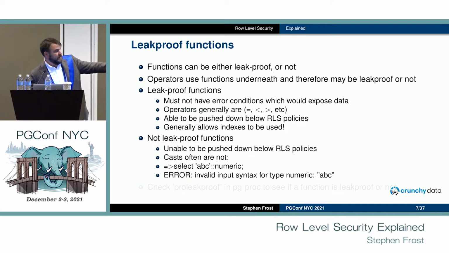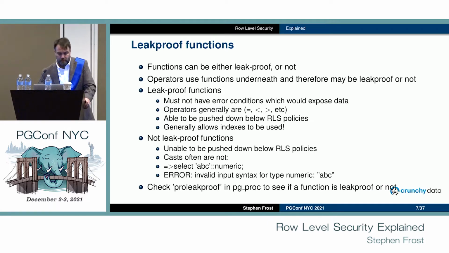And that's because you do something like this, and it's going to give you, hey, invalid input syntax for this data type, and then it's going to give you the data out of it. That's not a leak-proof function. And therefore, we can't push it down below the RLS policy. So if you are writing a where clause and you end up having to do a cast in it before the equality, that may result in a case where we aren't able to actually push that down below the row-level security policy. And that might suck, right? That might not be ideal. So when you're doing your analysis of performance around tables with row-level security policies, this is something to consider.